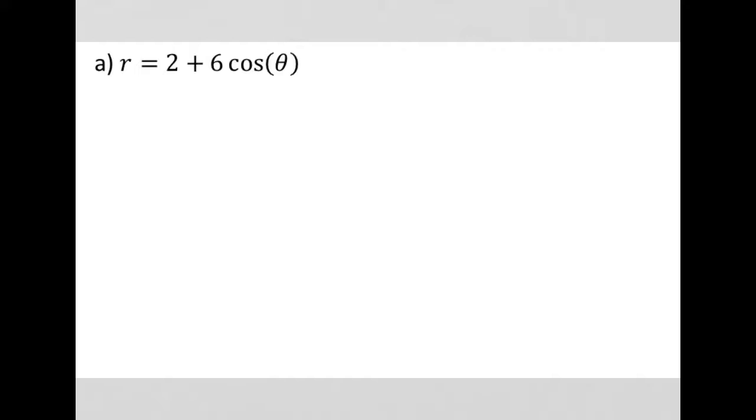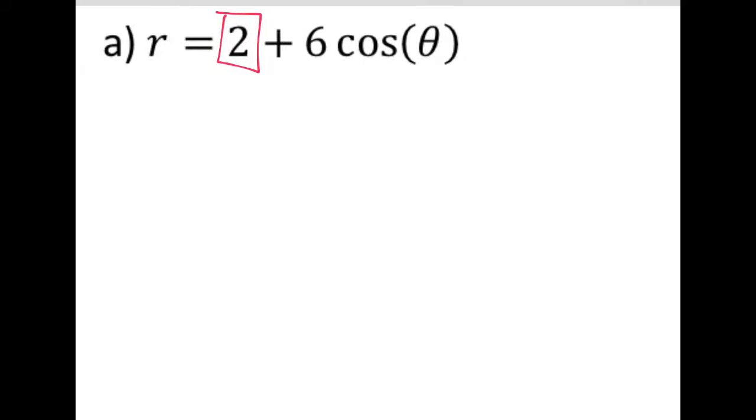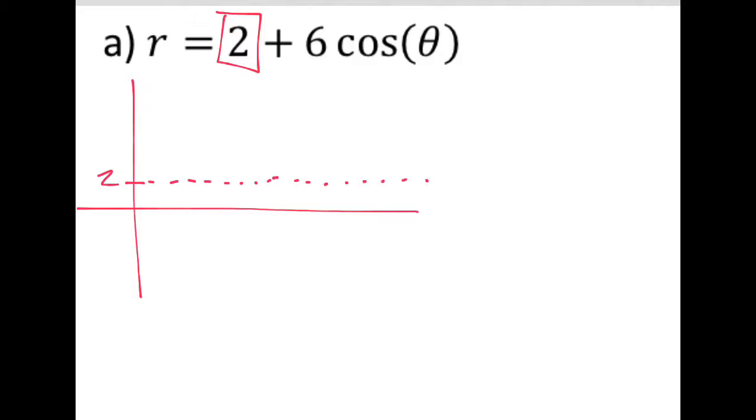So, how are we going to do this? Well, let's think about how this function works. What does that 2 do, that constant term? Well, that is shifting our graph up 2. So let's draw some axes here, and let's go ahead and say 2. 2 is right there, and I'm going to dash in a line showing the axis of symmetry of this cosine graph.